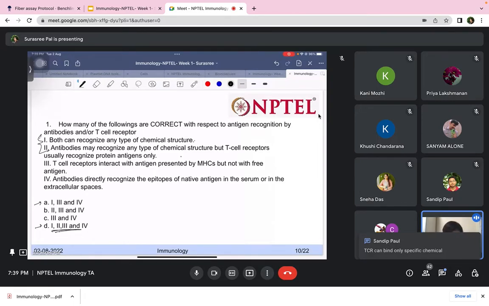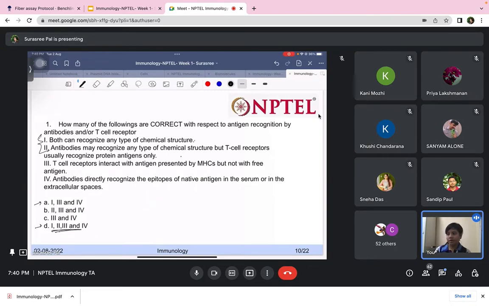Sandeep is saying TCR can bind only specific chemicals. Alright, we will see. Next, option 3: TCR interacts with antigen presented by MHCs but not with free antigen. This I was discussing so far. You might know that this is true: TCR can only interact with antigen when it is presented by MHC. And the last is: antibodies can directly recognize the epitopes of native antigen in the serum or in the extracellular spaces.